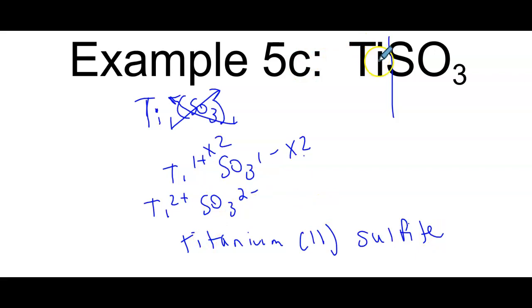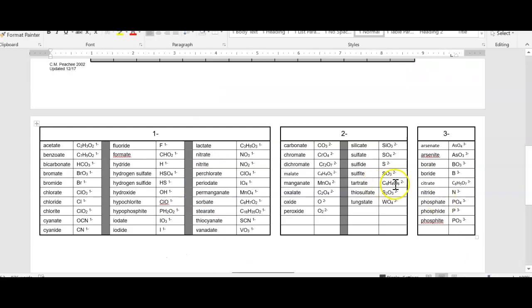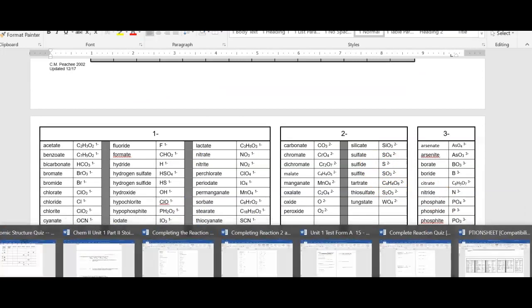How do I know it's sulfite? Titanium, I look on the periodic table for. Because you're going to use that periodic table ion sheet to help you. I know SO3 is sulfite. I will not ask you to memorize these. That will happen in college, but I will not ask you to memorize them.